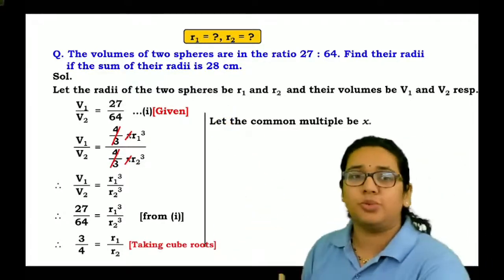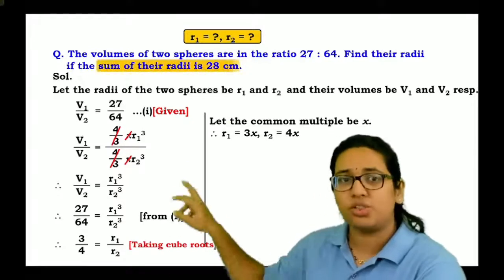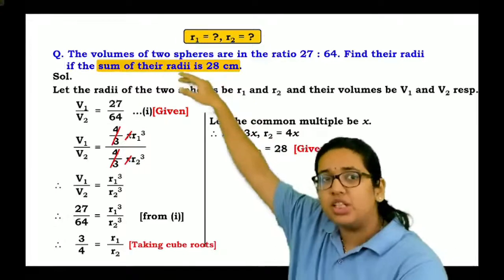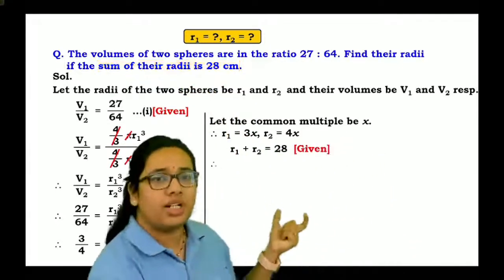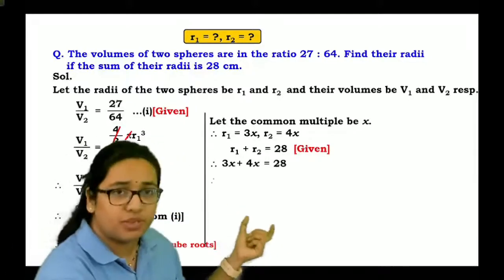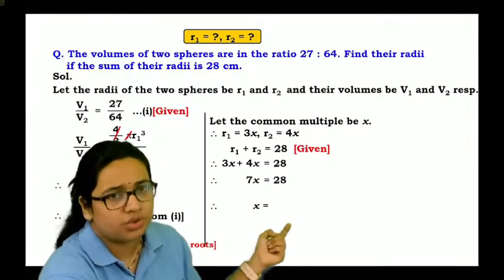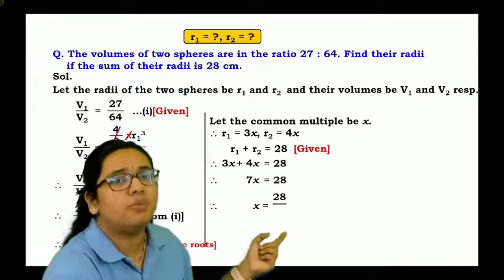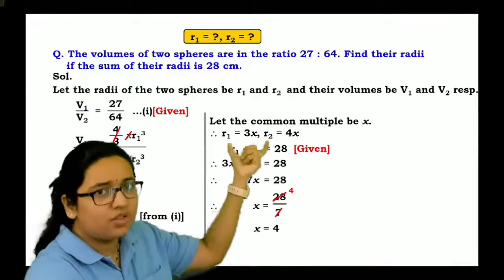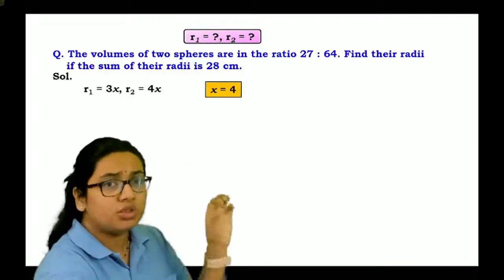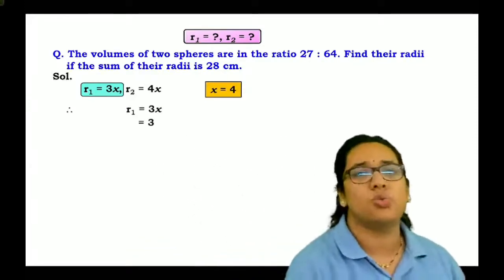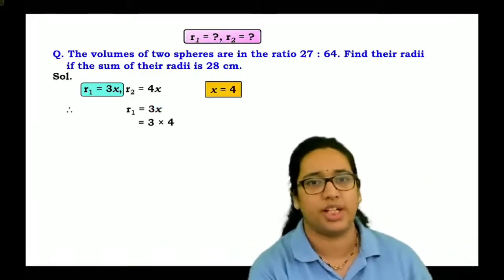We can take that suppose x is the proportional constant, so R1 will be 3x, R2 will be 4x. So by the given condition, the sum of their radii is 28, that is R1 plus R2, which is nothing but 3x plus 4x, that is 7x will be 28. Hence value of x will be 4. So using this and this statement, we can say that R1 equals 3x, but x is nothing but 4. So R1 will be 12 and R2 will be 16. Correct. Very good.